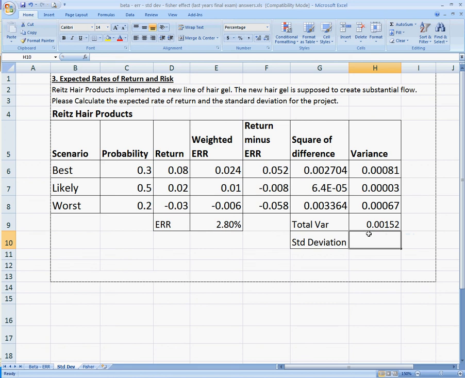Okay. Now, obviously, to find a standard deviation, you take the square root of your variance. And if you're doing Excel, it's SQRT. That's what square root is, square root of that number. And let's go out. And so you get a standard deviation of 3.894%.